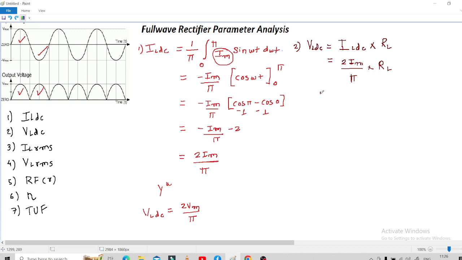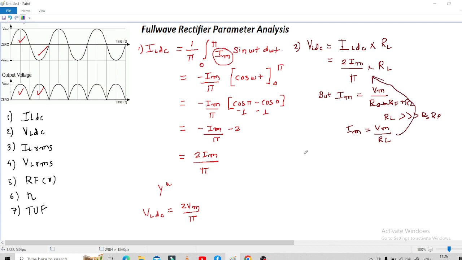Now what is Im? Im is nothing but Vm upon R, that is I is equal to V by R, where R is the source resistance plus diode forward resistance plus RL. But here RL is very much greater than the source and diode resistance, so we can neglect them. If we neglect this, we are getting Im equals Vm by RL. Replace this value in the above equation.